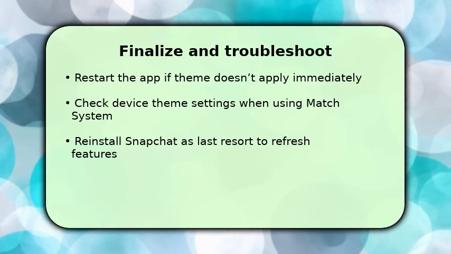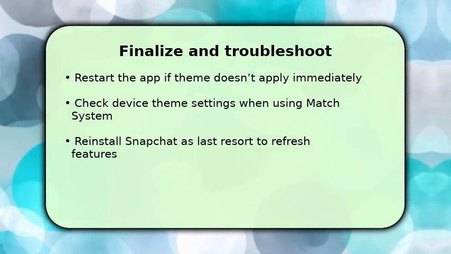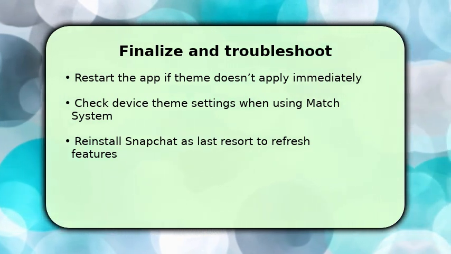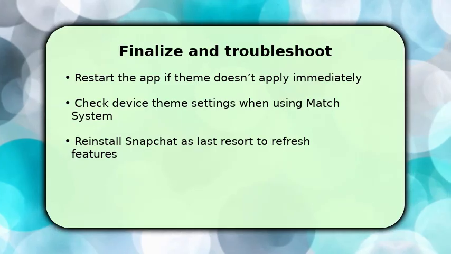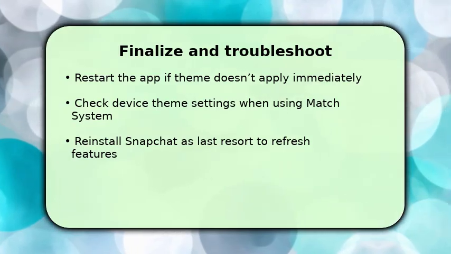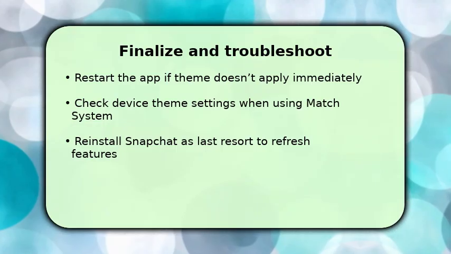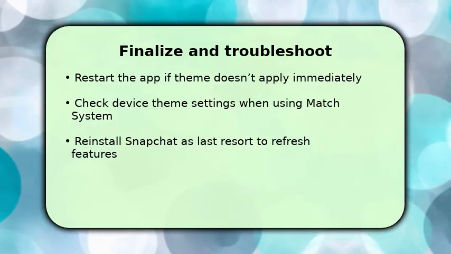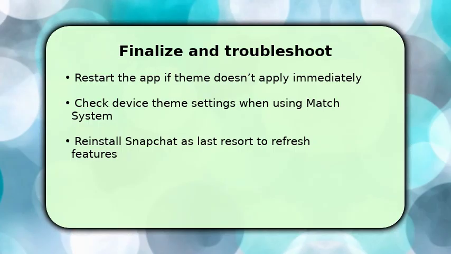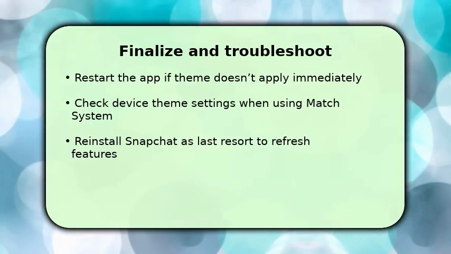If changes don't appear, force close Snapchat and reopen. That often completes the switch. Make sure your device theme is set correctly when using Match System. Otherwise, toggle the device to dark mode to test. If problems persist, sign out and back in or reinstall the app to refresh settings.